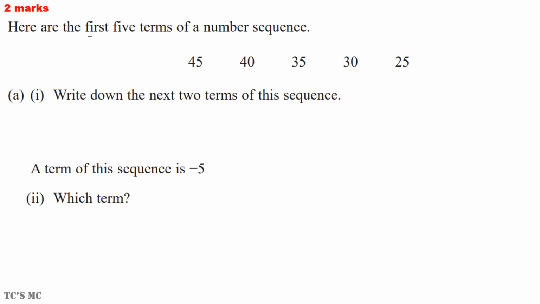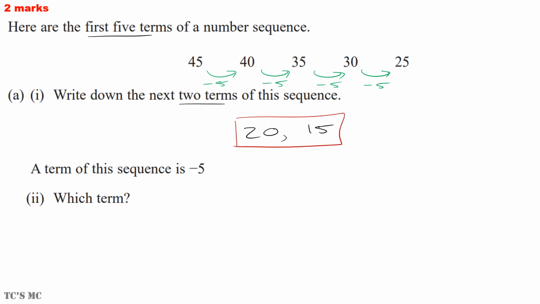Here are the first 5 terms of a number sequence. Part 1. Write down the next 2 terms of this sequence. First, we need to work out the term-to-term rule. We are always subtracting 5. That means the next 2 terms will be 20 and 15. We must write both of them for the 1 mark.